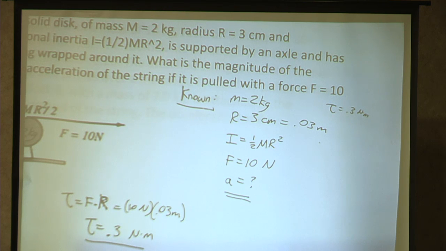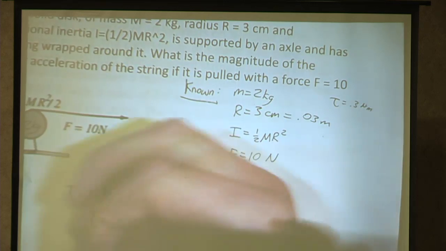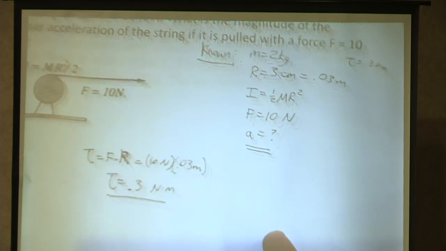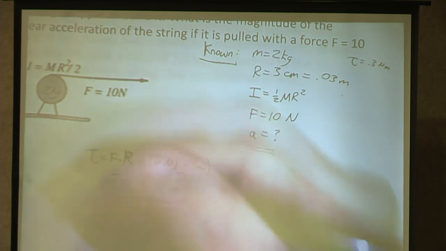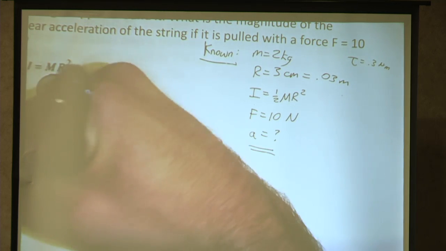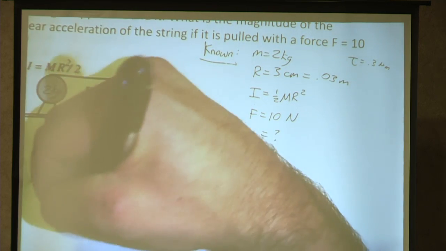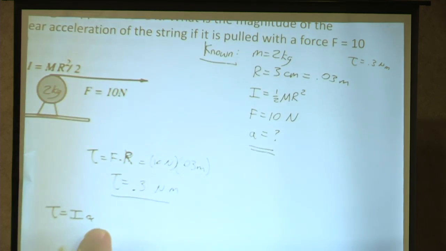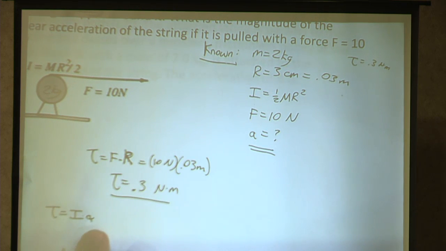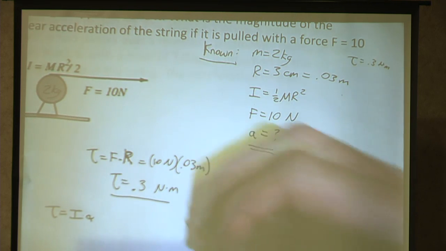Now, there's one other equation that we can throw in here, and this is getting into the rotational kinematics. You should also have this on your formula sheets. The torque is equal to the moment of inertia times alpha, where alpha is the angular acceleration of the disk. We don't really know alpha, but what we do know is this relation.